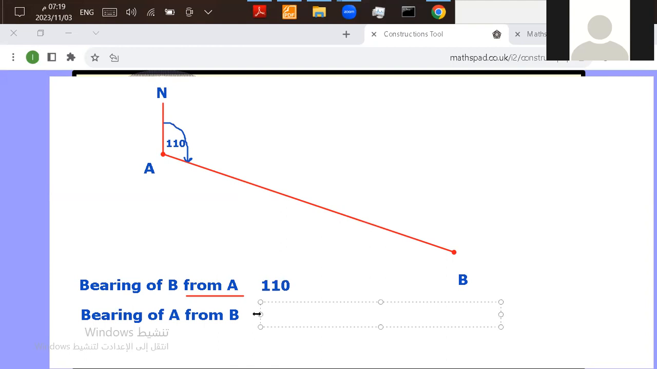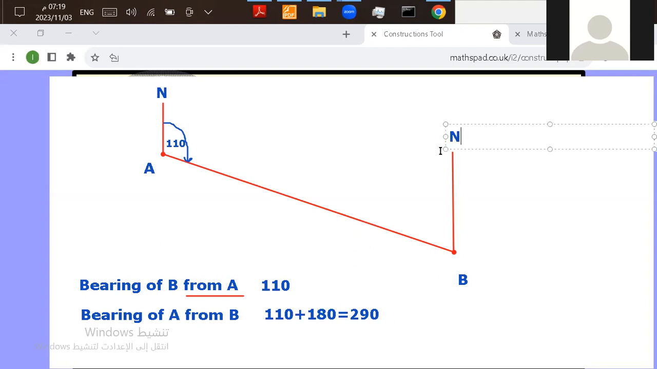So 110 plus 180, I'm going to write it here, 110 plus 180 equals 290. And this is the bearing from B. Now to prove this, I'm going to show you how it became 290. Because if you want the bearing from B, the first thing is to draw a north line and write north on it, same idea. You're going to write north here.